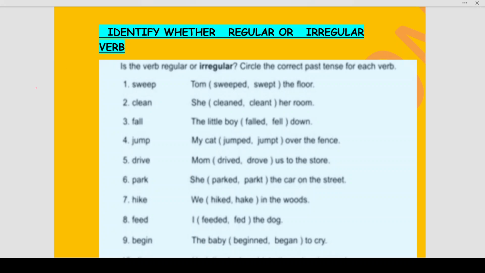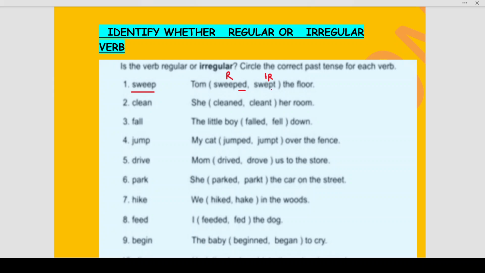Now students, we have to first understand what is a regular verb and what is an irregular verb. Regular verbs always take an ed after them. Now, the main verb is sweep. If it takes an ed after it, this is a regular verb. And if the main verb changes into a totally new word without taking ed after it, then it is an irregular verb. So here students, sweeped is the regular verb and swept is the irregular verb.